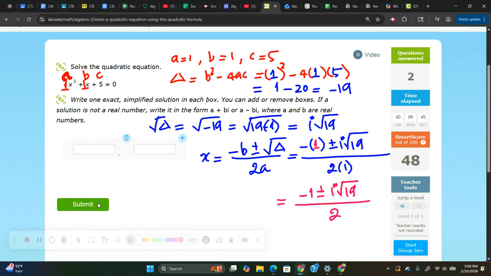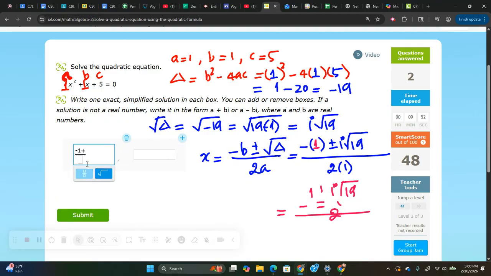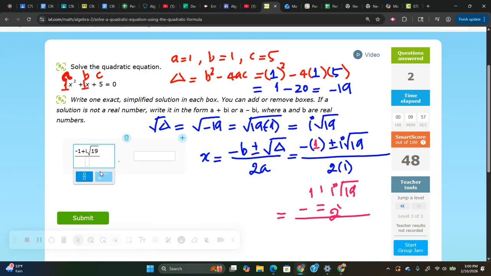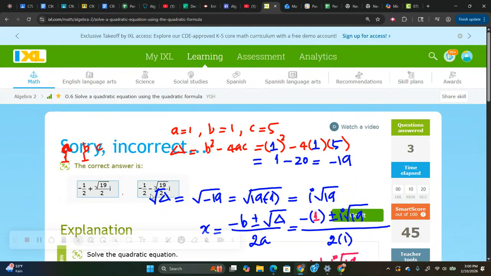Okay, so I got 2 answers. Let's put in 2 answers over here. I put subtract 1 plus i square root of 19 over 2. That's the first solution. The second solution is subtract 1, subtract i square root of 19 over 2. Okay, that's it. Done. Voila. Ah, they said incorrect.